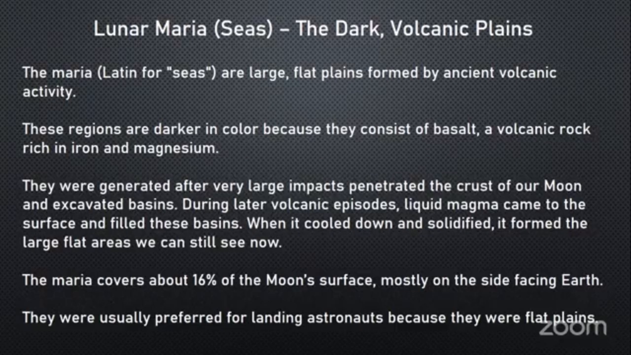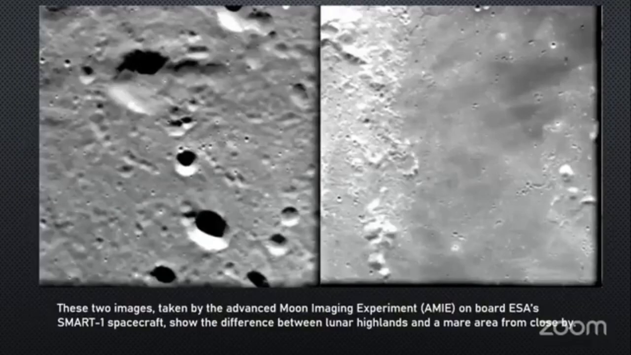The Maria make up about 16% of the lunar surface, and you can see them when you look at lunar pictures. They are mostly the places where astronauts land because they are solid surfaces. Most of the manned missions, like astronaut landings, happen at those lunar Maria because they are solid surfaces. Here is a picture from a European satellite that shows the highlands and the lunar Maria. They are just flat, smooth plains on the surface of the moon.